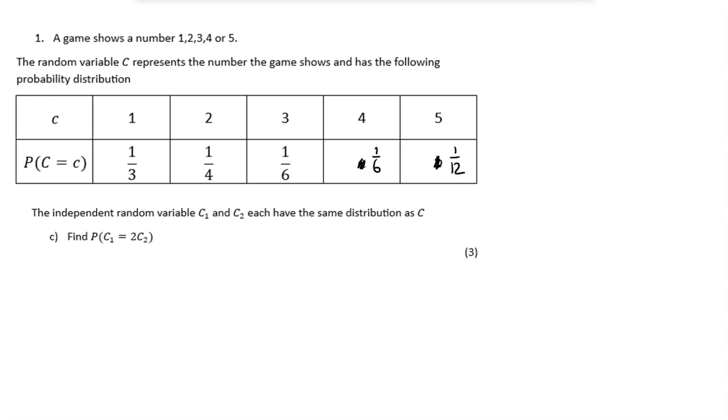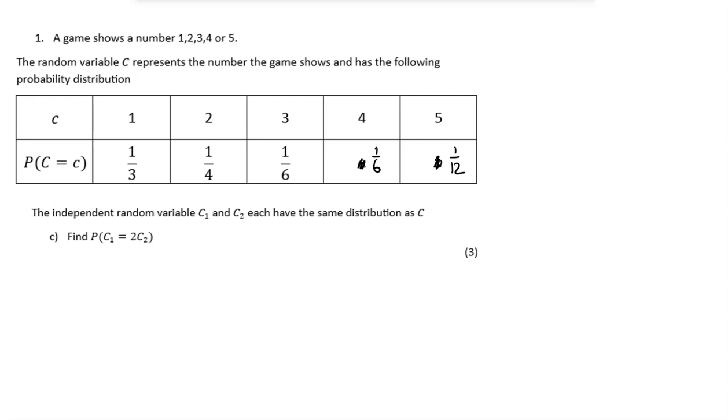So let's unpick what this actually means. Think of C1 and C2 as the first and second times you play the game. C1 is the result of what you get the first time you play the game, and C2 is the result that you get the second time you play the game. We're going to work out the probability that the score you got on the first go is twice as much as the score you got on the second go. So we just want to think about the possible combinations of that happening. Basically you're saying that the first go you get double what you got on the second go.